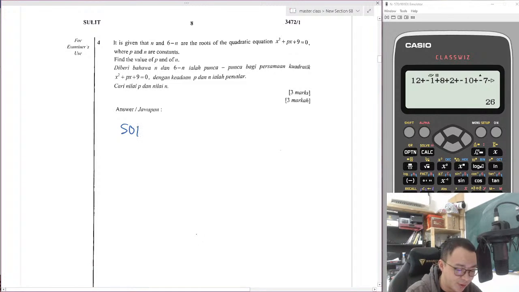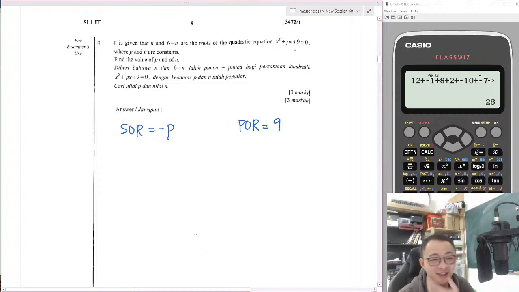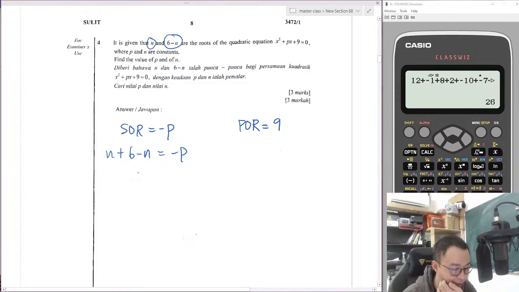So the sum of roots will equal negative b over a, which is negative p. And then the product of roots will be c over a, which is 9, because my a right now is 1, so it's actually quite straightforward. My roots here are n and 6 minus n, right? Sum basically means plus both of the roots, isn't it? So n plus 6 minus n will equal negative p. Then I will get my p equals negative 6.